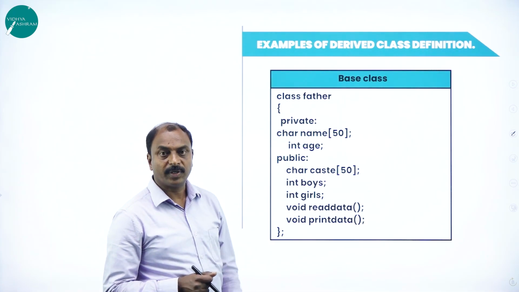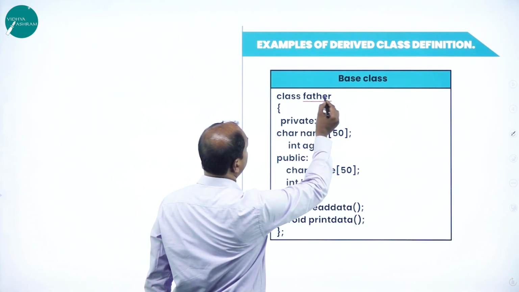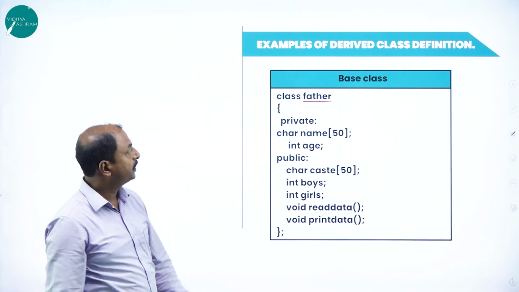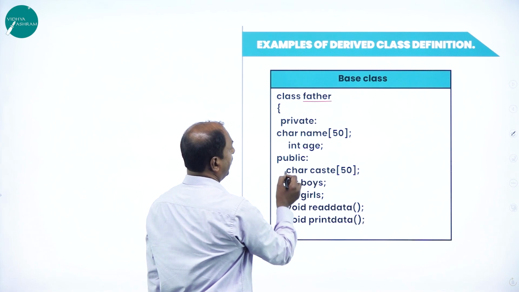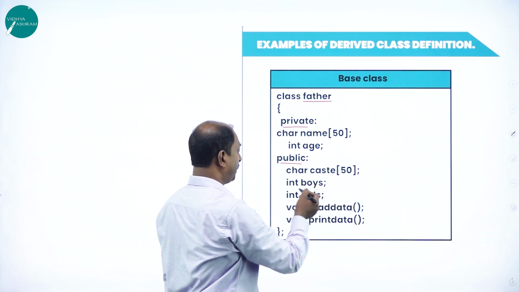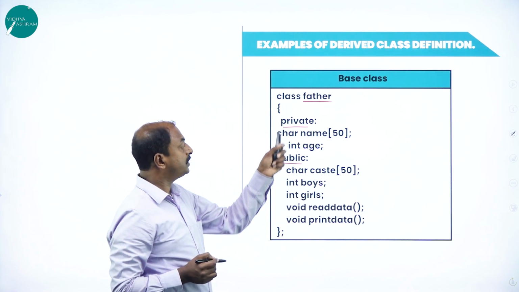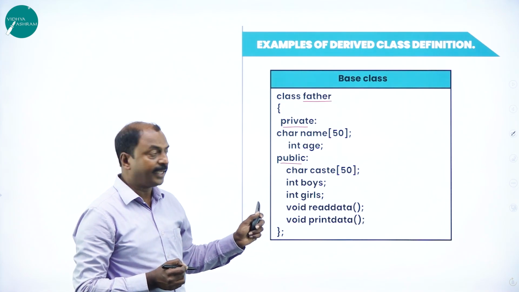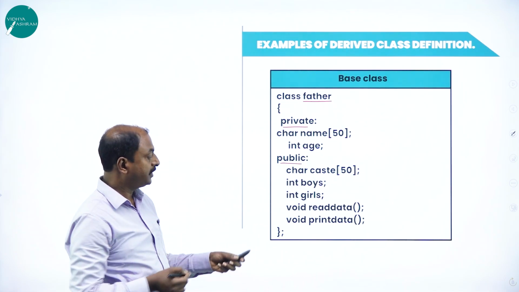So these are the characteristics of a derived class. Now let us see an example. Here, for example, this is a base class, defined the normal way. Class father has private data members name and age, and under the public access specifier we have several variables, data members and member functions. We have closed the class with a semicolon. This is a base class because further to this line we don't have any inheritance syntax.